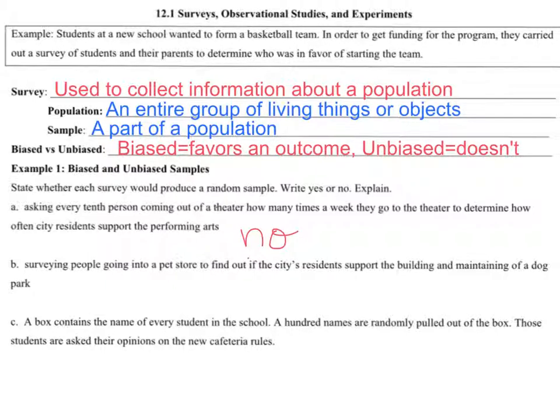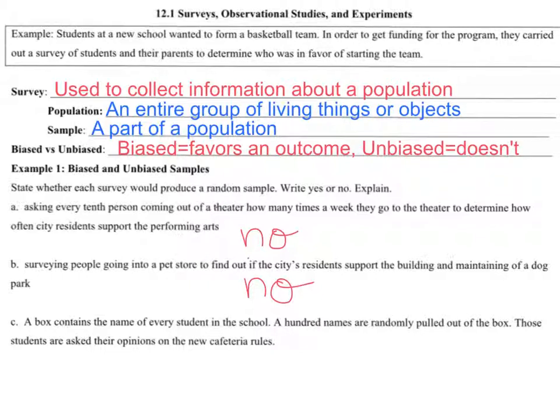B says surveying people going into a pet store to find out if the city's residents support the building and maintaining of a dog park. Again, we're only talking to this one specific group of people, and these are the people who are going into the pet store. People who are going into a pet store most likely have pets and are going to be a lot more supportive of things involving pets. So this one is also not going to be random. It's going to be biased.